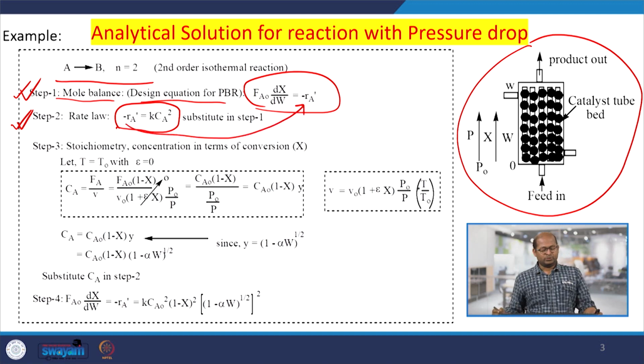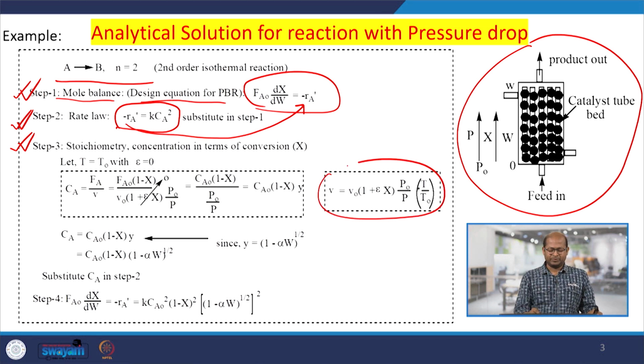Now step 3, the concentration as a function of conversion. We know this for that reaction, and we discussed in our previous class how concentrations, molar flow rates and volumetric flow rates change with temperature and pressure. This is the volumetric flow rate as a function of pressure and temperature, and the fractional volume change also.